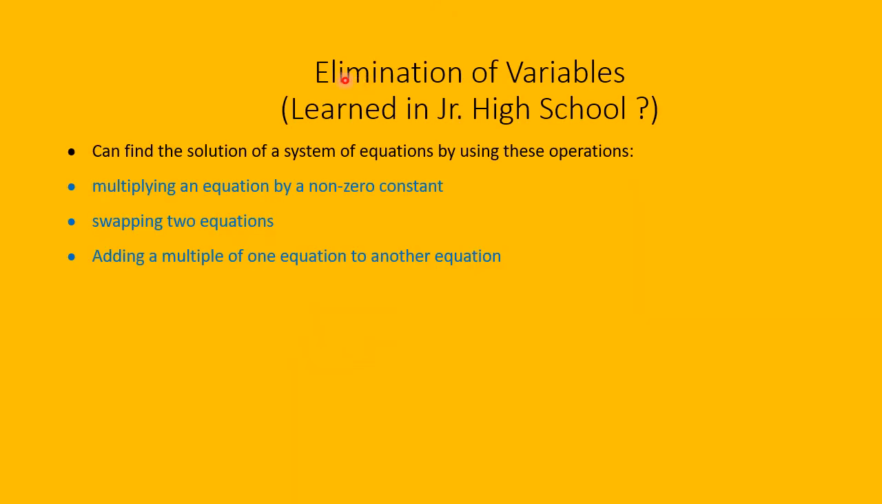Let's talk about solving a system of equations by elimination of variables. You can find the solution of a system of linear equations by using these operations. 1. Multiplying an equation by a non-zero constant. 2. Swapping two equations. And 3. Adding a multiple of one equation to another equation. By using these three operations on a system of linear equations, we can find solutions fairly easily.